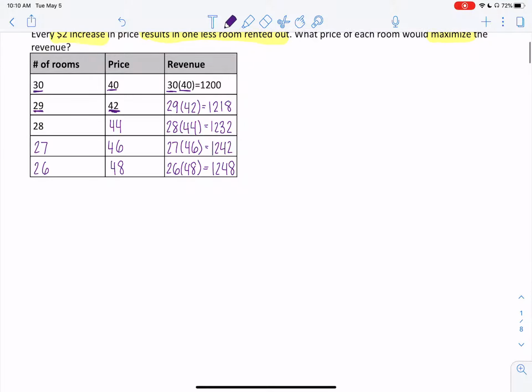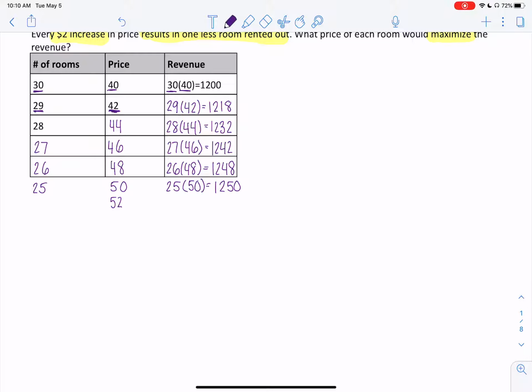I know we've run out of room, but I just want you to be able to see where we're going with this. So let's increase the price again to 50. But now we only have 25 rooms. So 25 rooms, $50 a room. That will give us $1,250. Now one more. So let's increase the price one more time, right? We're getting kind of greedy.